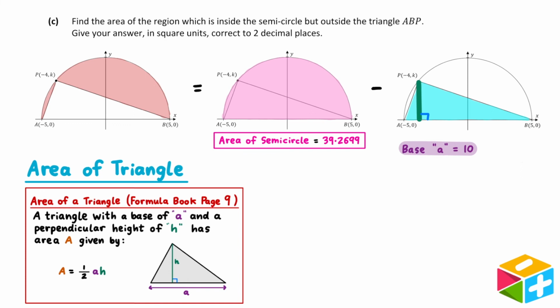To find our perpendicular height, we should look at the height of our point P. In a previous part of the question, we found that k is equal to 3. This means that P has a y coordinate of 3. In other words, its height is 3. So the perpendicular height of our triangle, h, is equal to 3. Now that we know the base and the perpendicular height, we can sub into our formula for the area of a triangle.